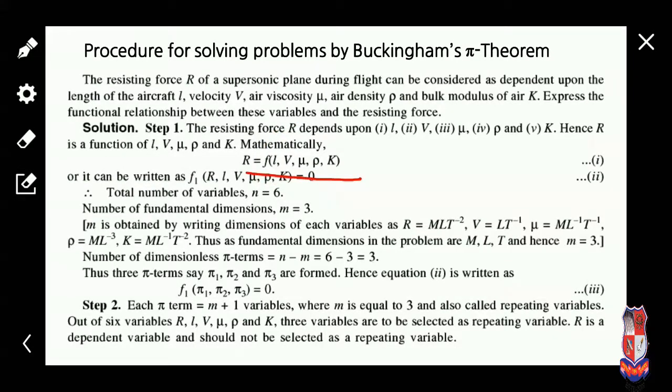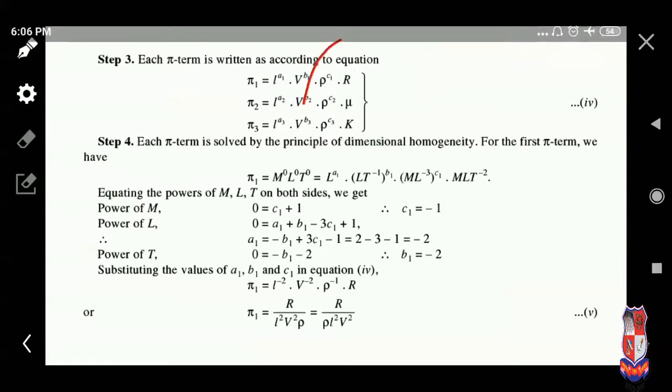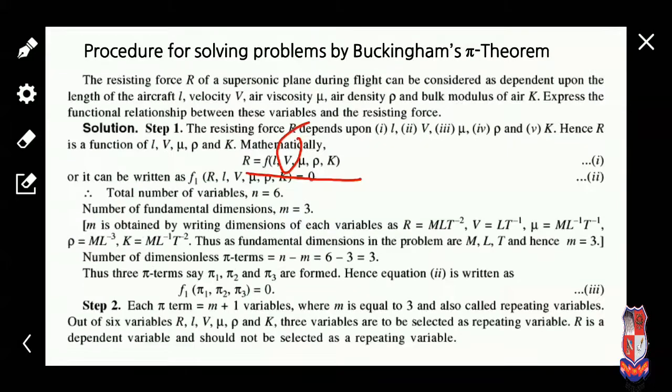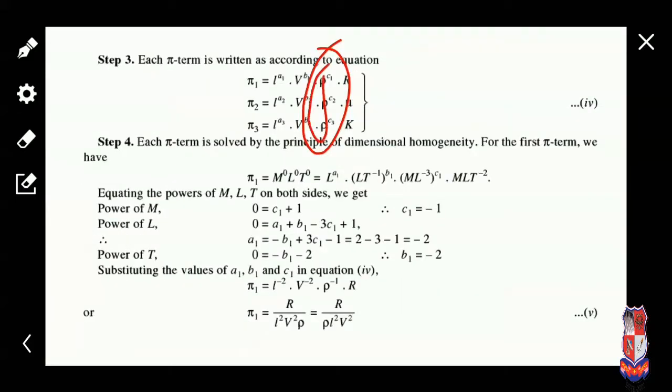The flow property of fluid is velocity or acceleration. So here velocity is taken as the second repeating variable, and the third repeating variable is taken from the category of properties of fluids. Properties of fluids among the 6 variables are viscosity and density. You can take viscosity or density, any one of the two. So here we take density as the repeating variable. It repeats in all three pi terms as shown in the slide. So write L, V, and rho in each pi term.